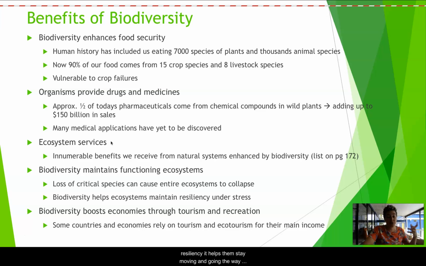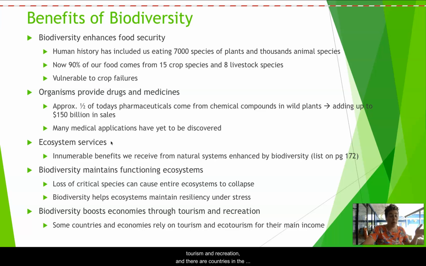So biodiversity helps those ecosystems maintain their resiliency. It helps them stay moving and going the way that they're supposed to, but also it helps them become more resilient under stress. If there are many, many different animals or bugs, for instance, that fill one niche, if one goes extinct, then there are others that may be able to step up to the plate. But if we only have one species that's capable of doing one function, then the whole ecosystem collapses with the loss of that species.